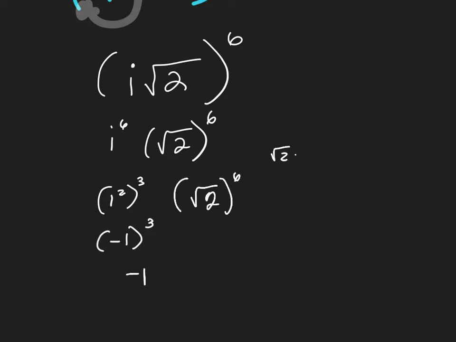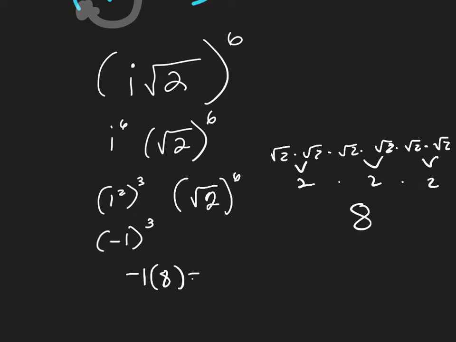Then I've got my root 2 to the 6th. So I can do root 2 times root 2 times root 2 times root 2. I'm going to run out of space. Root 2, root 2, I can do it 6 times. What happens when you multiply a root by itself? What is root 2 times root 2? Just 2. So for every pair of these, I just get 2. 2 times 2 times 2 in this case is 8. So this would be negative 8.